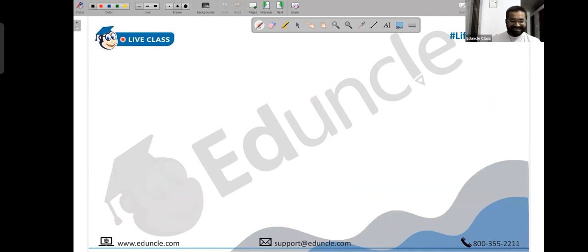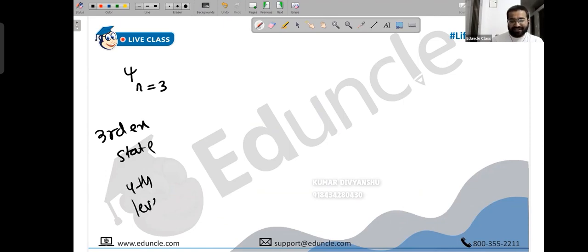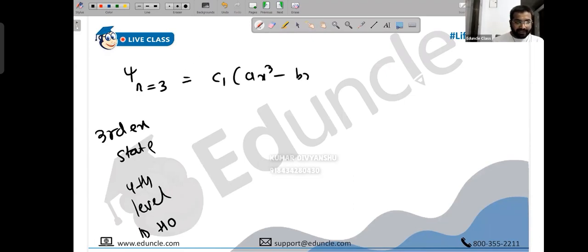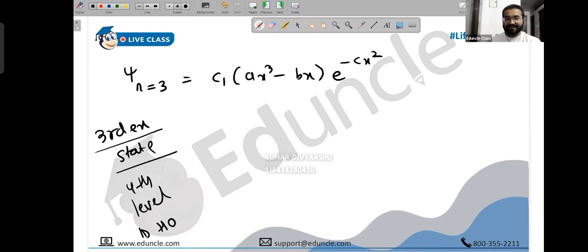Anyway, next. So, for example, they have given us the value of psi n for n equals 3, the third, what do we call this? Third excited state. Third excited state. Or you can say for the 1D harmonic oscillator, fourth level. It is given by C1 into (A x cubed minus B x) into e raised to minus C x squared. After solving, they get this. C1 and C are random constants, and A and B are also random constants. So obviously we don't know how to plot this. We don't care about this. What do we have, people? Third excited state.